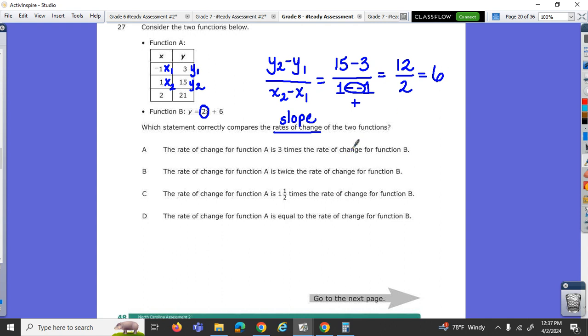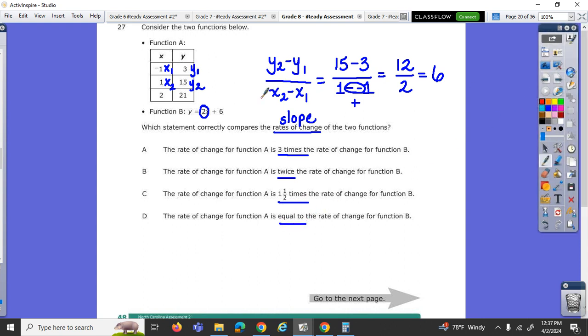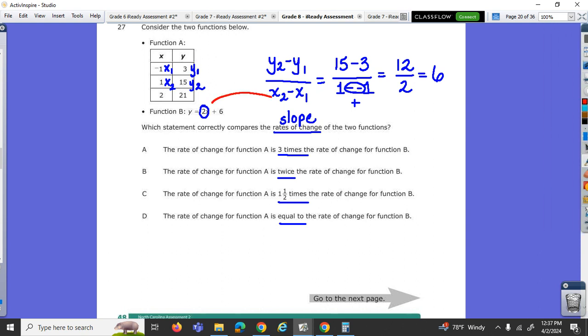So we are relating these two together, and I see some different comparisons. I see 3 times, twice, 1.5 times, and equal. Well, if we're relating these two together, 2 to 6, look at your choices. Yeah, if you were thinking A, you are correct. Multiplying by 3. 2 times 3 is 6.